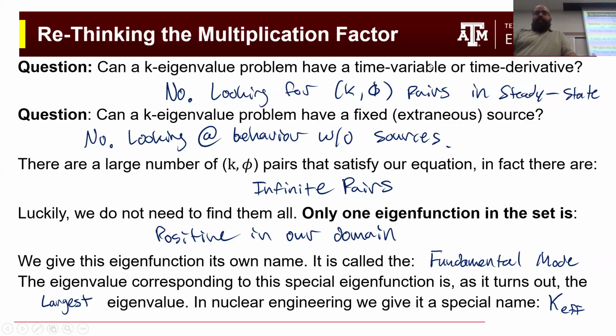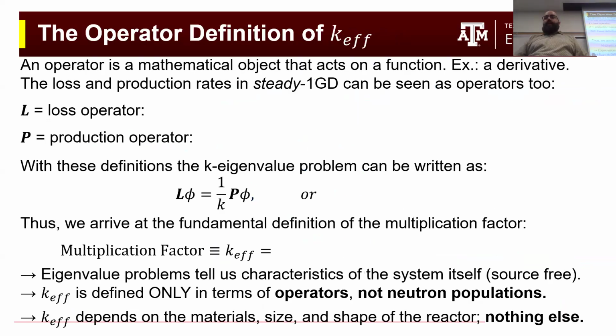So this is another way of rethinking what the multiplication factor is. From there, the next thing to discuss is the definition of k in terms of production and loss rates as operators. In general, an operator is just a mathematical object that acts on a function. We can talk about the loss operator as the quantities acting on the flux on the left-hand side of our equation. So the loss operator would be minus D times the Laplacian of phi plus sigma a times phi.